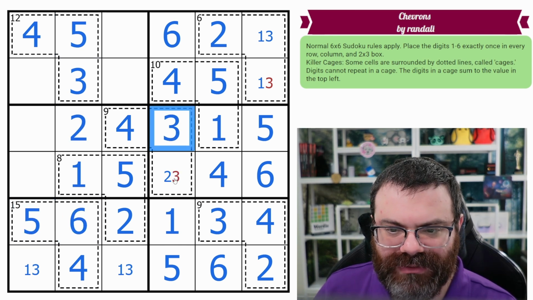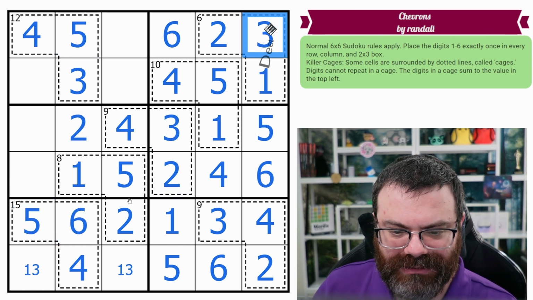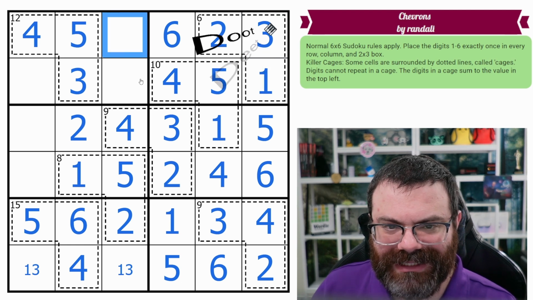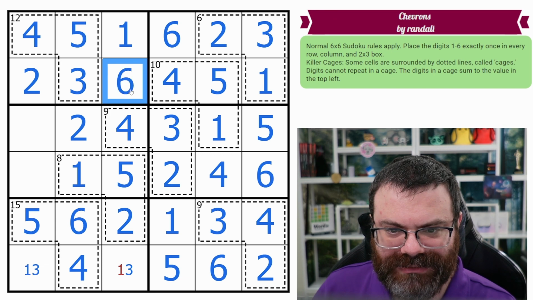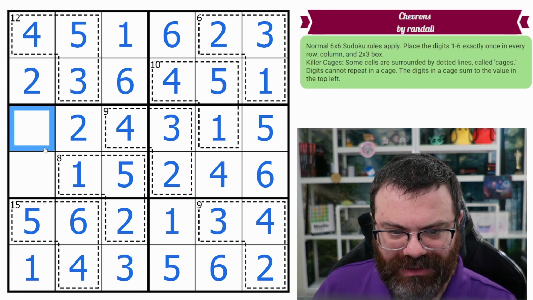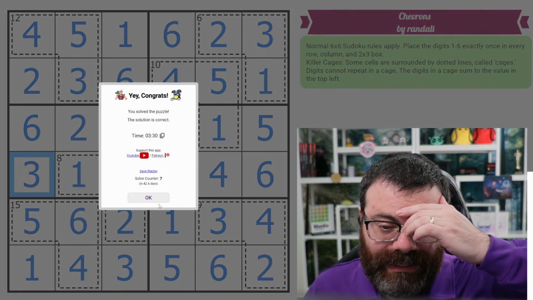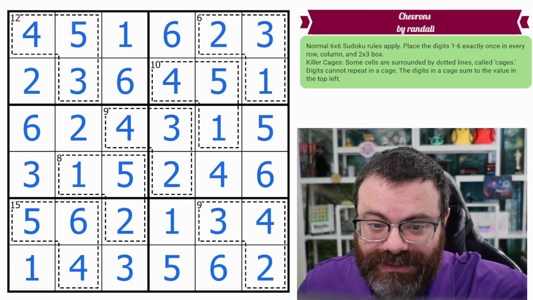This is a 2. Gets us 3 and 2, 1 and 3. That's a 1. We need a 2 and a 6 in this box. That's 3 and 1. 6 and 3, and we're done. Very nice. Cool puzzle, Randall.